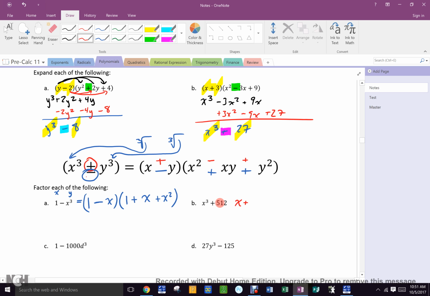Plus, what's the cube root of that? 8 in brackets, then x squared, right? X squared minus x times y. 8x, lovely. 8x, x times y, plus, which is 64. Can everybody do this?